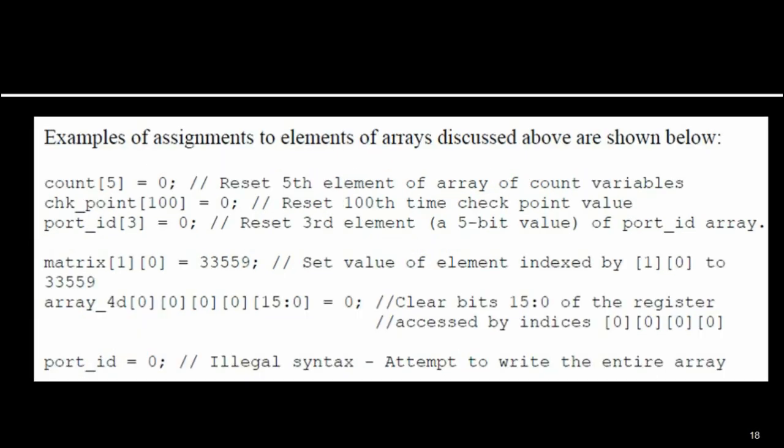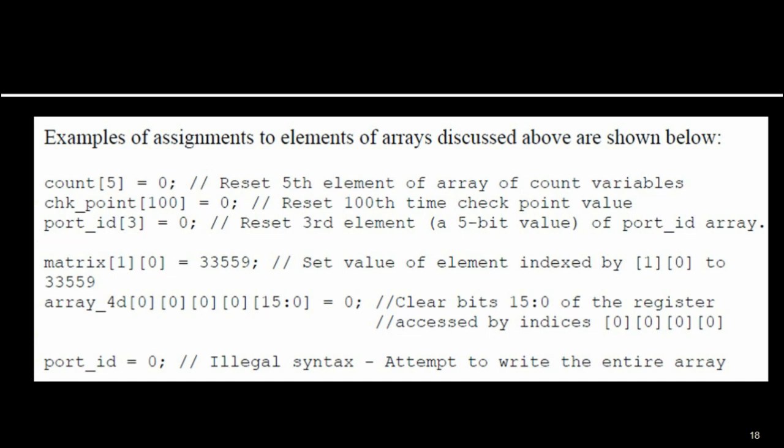Then examples of assignments to elements of the arrays discussed above are shown in the figure. count 5 equals 0 resets the 5th element of the array of count variables. checkpoint 100 equals 0 resets the 100th time checkpoint value. port ID 3 equals 0 resets the 3rd element, a 5-bit variable.